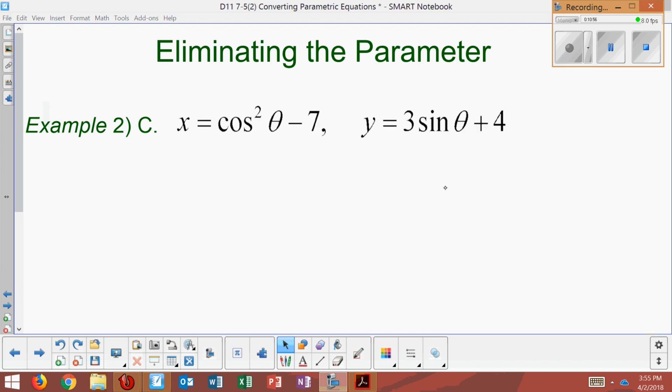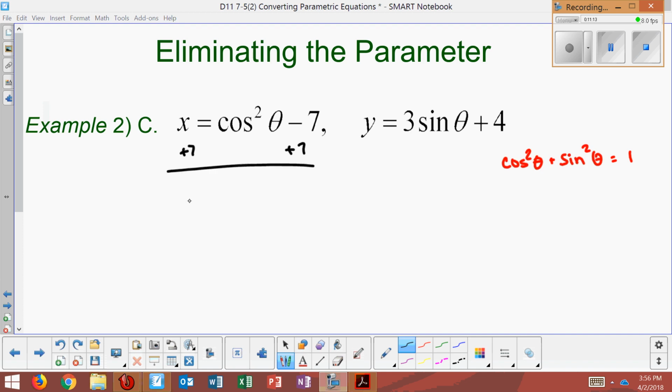Now let's check out example 2c. What we're going to do first is get it into that formula. Remember, again, it's cosine squared theta plus sine squared theta equals 1. That's from the formula chart. So to get cosine squared theta, I just add 7. That means x plus 7 equals cosine squared theta.